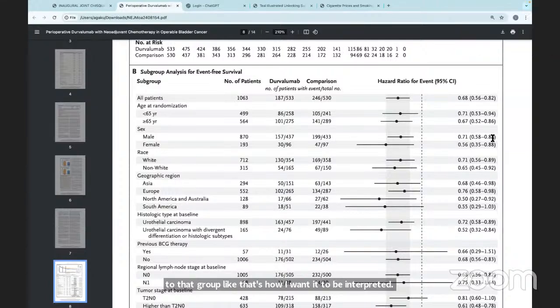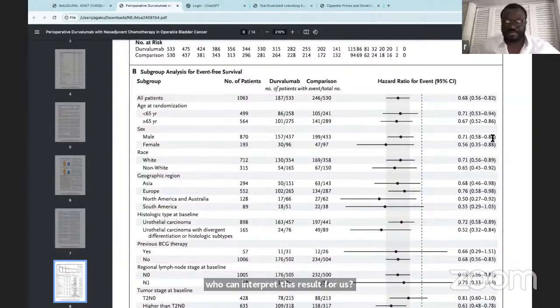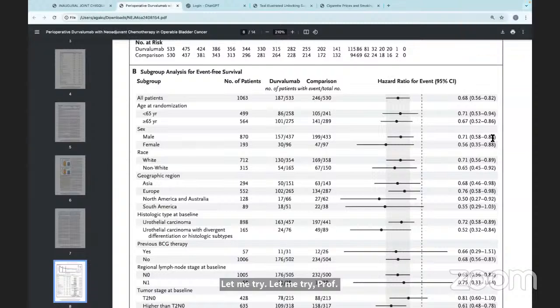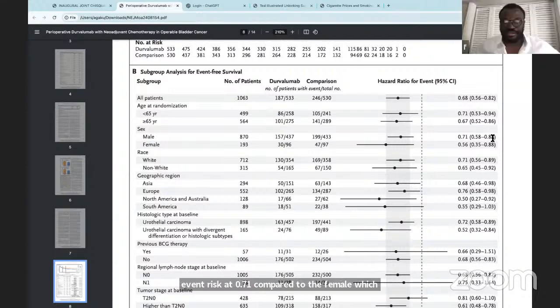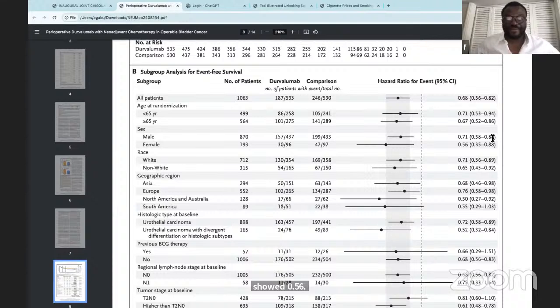Let me try, Prof. Charles? Okay, go ahead. Yes. So the male has a reduced event risk at 0.71 compared to the female, which showed 0.56. Okay. Thanks, but that is incorrect. Who wants to take it? Who wants to take a stab at it?